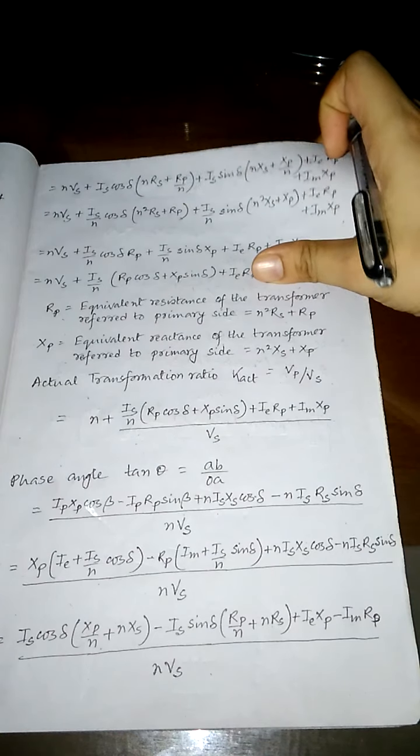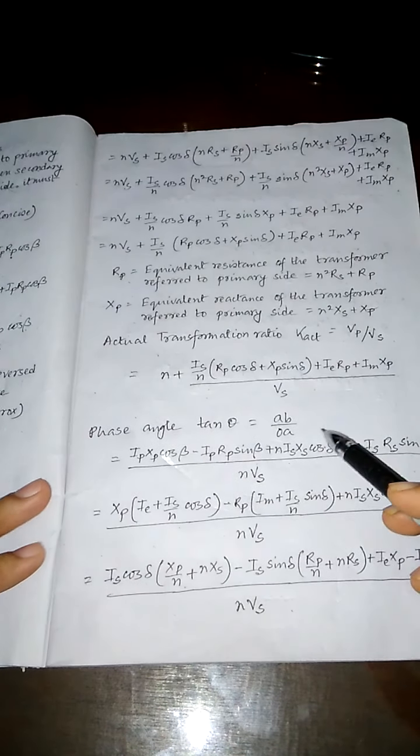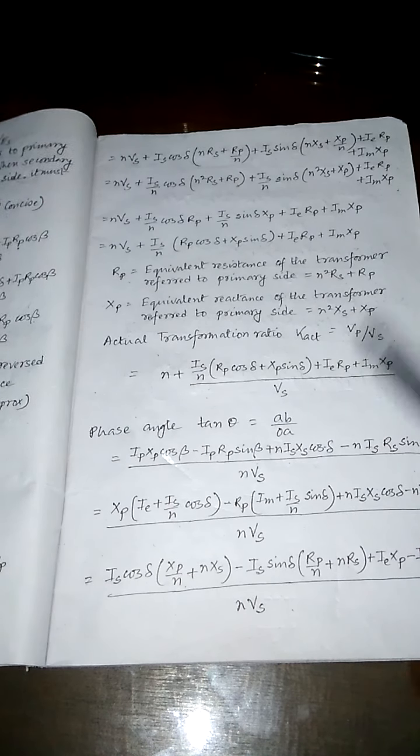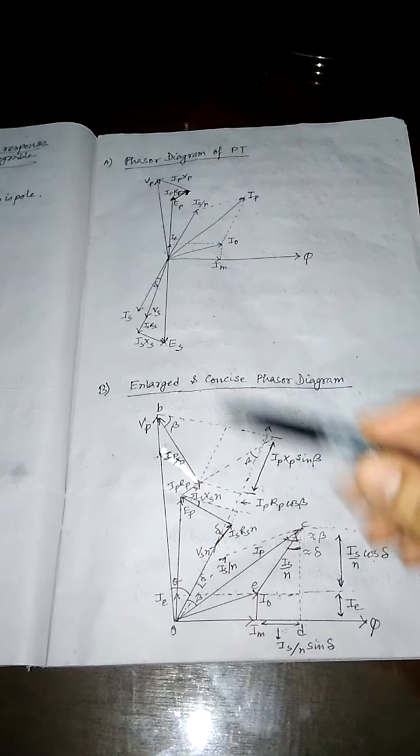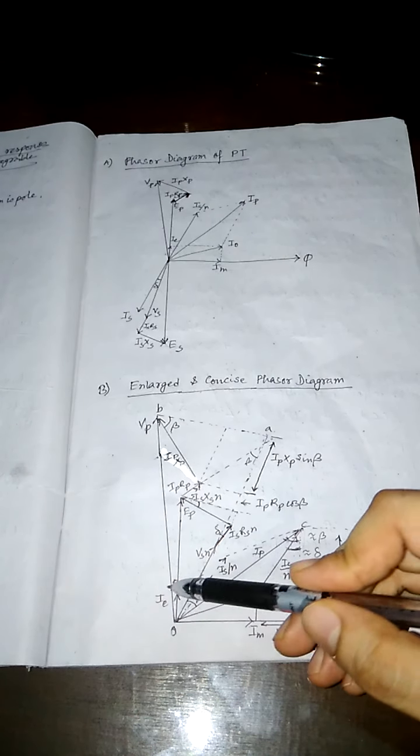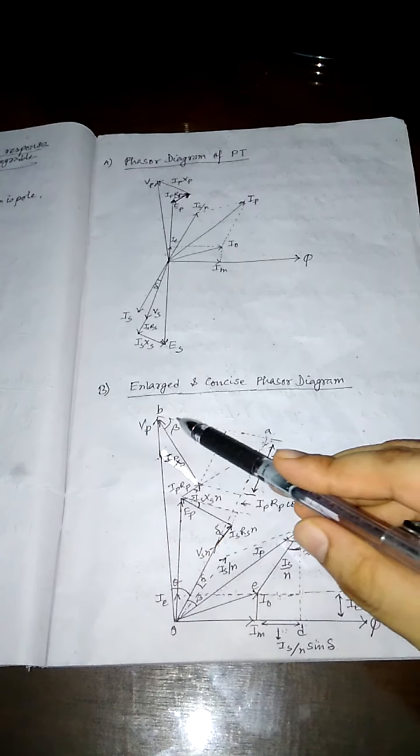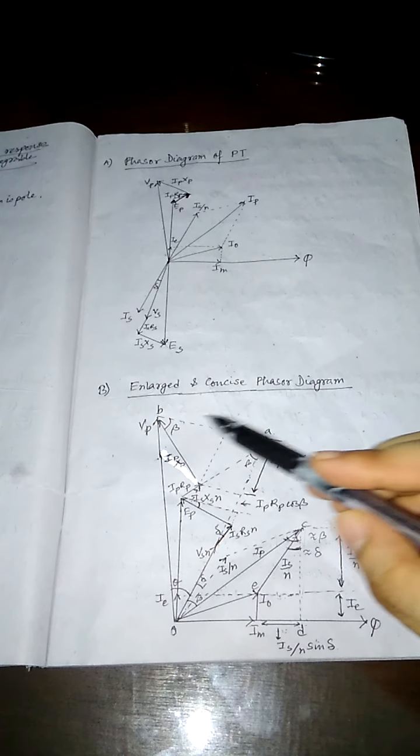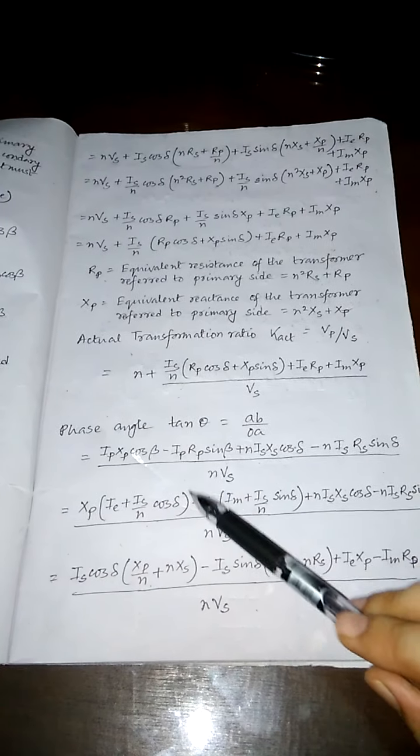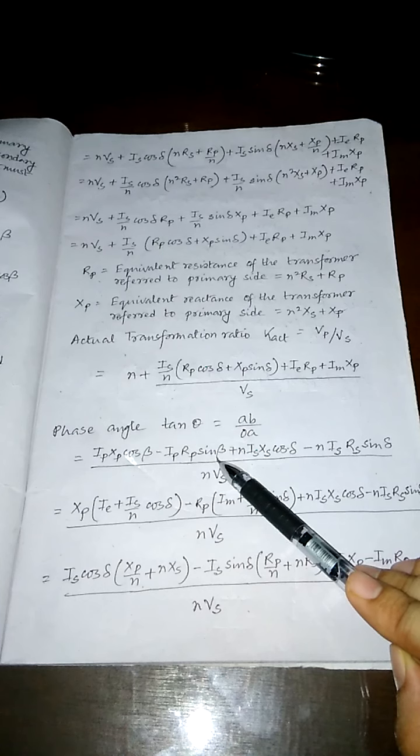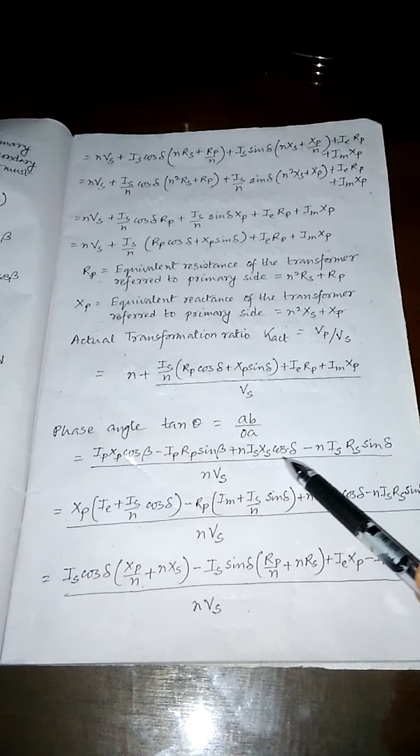Now if we are considering the phase angle, what is the phase angle? Phase angle tan theta equals AB by OA. If we go again to the diagram, see, this is the angle theta, that is the phase angle. So tan theta equals obviously AB by OA. So how can we get AB? We write AB as IP XP cos beta minus IP RP sin beta plus N IS XS cos sigma minus N IS RS sin sigma.